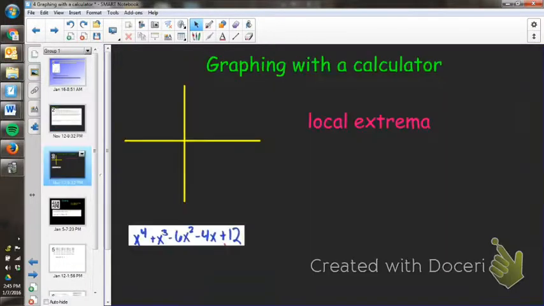So the next thing we're going to look at is our local extrema. Now, local extrema are basically, we call them local because it may not be the actual maximum or minimum on a graph, but in a specific section it is. So for local extrema, there are local minimums and local maximums.